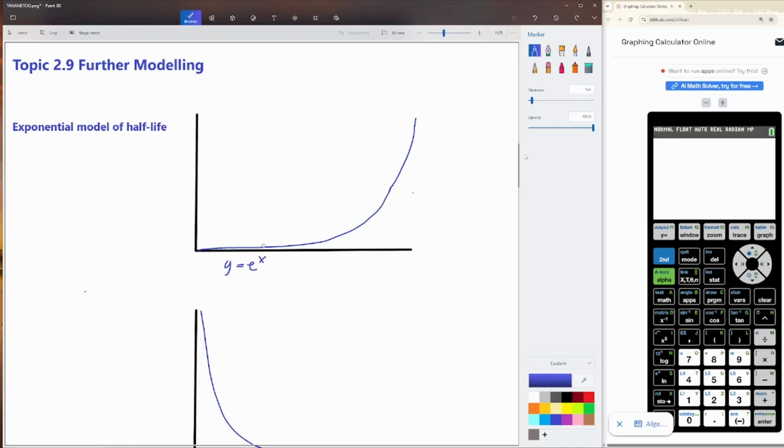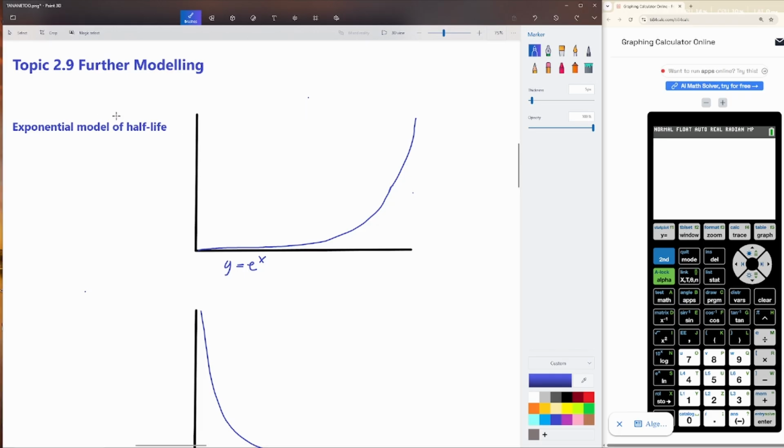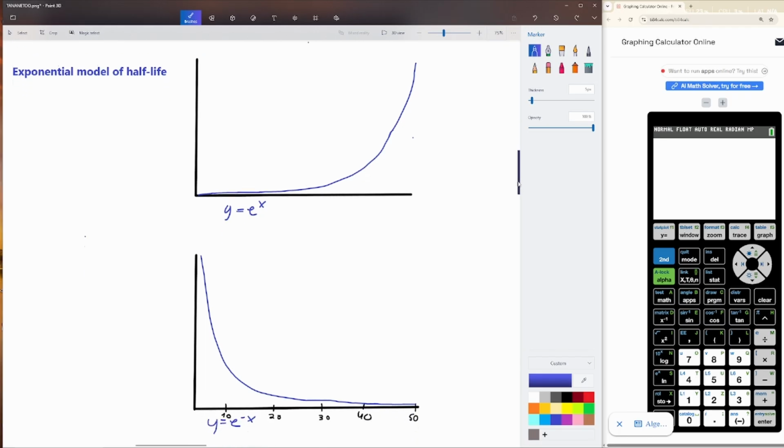Hello, in this lesson we are going to cover topic 2.9, also known as further modeling. So we are going to cover all sorts of different models that you haven't learned before. Then we're going to deal with one exam exercise, and then furthermore we are going to just do some exercises to actually understand if you understand.